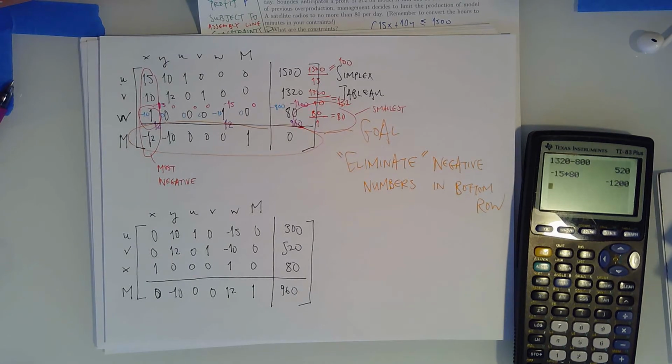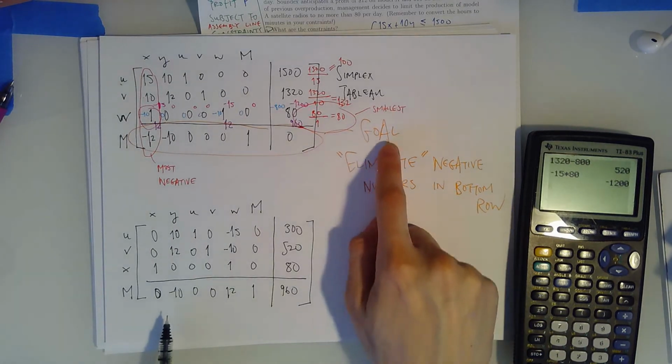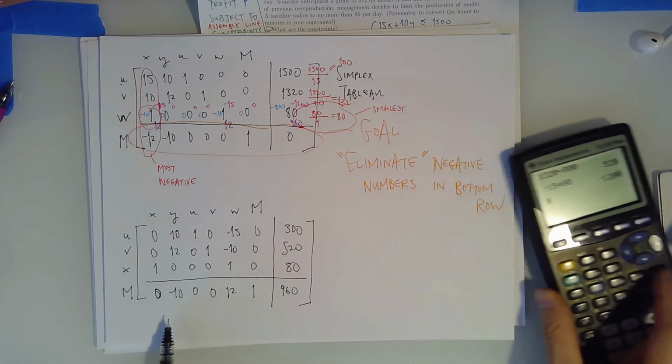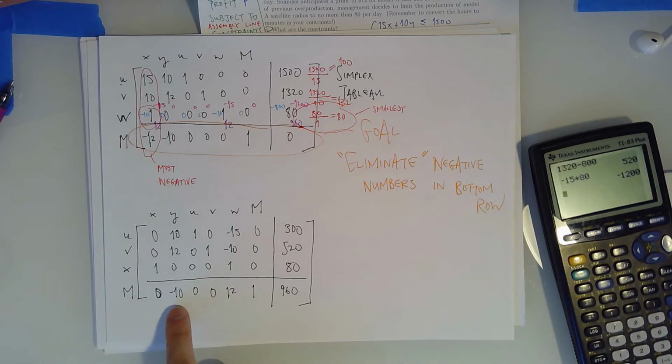We'll try to explain all that in the next video. But now we're going to keep going. Again, the goal is to eliminate negative numbers in the bottom row. In the bottom row here, we have a negative number. This is the only negative number, but we still need to get rid of it.